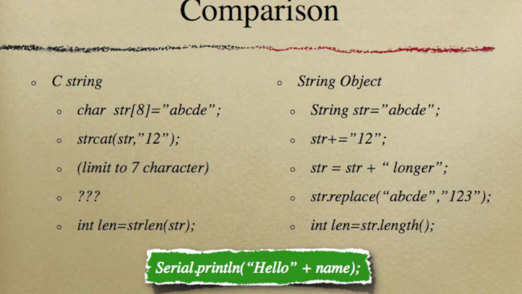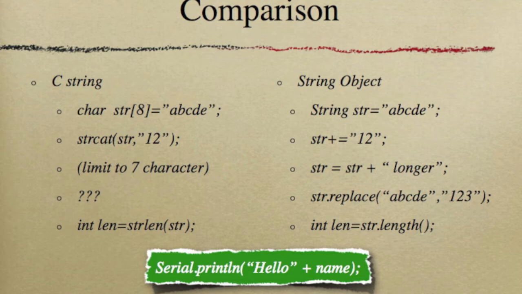Now let's see the examples. On the left hand side, it is the C string. Every time that you want to create a C string, you have to specify the length of the array, like you want to allocate an array. In this example, I want a string that can hold up to 8 characters. But for Arduino string, you don't have to do that, since the objects will handle the length of the string for you.